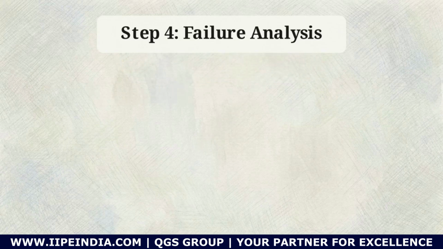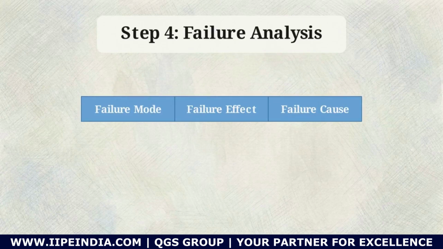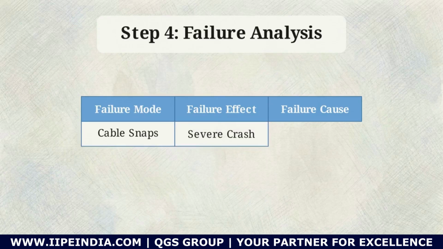This spreadsheet maps out a logical risk chain. We record the failure mode of the snapping cable. We track its effect, which is a crash. Finally, we establish a root cause, such as the selected steel material being too thin.